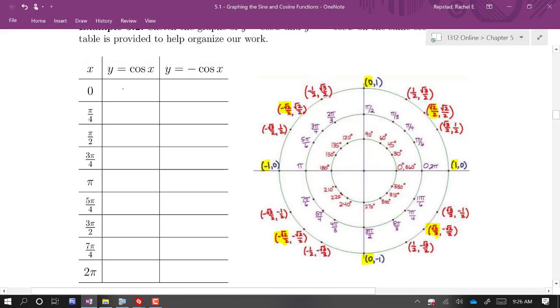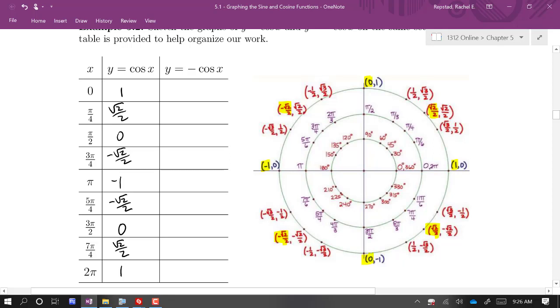So at 0, cosine of 0 is 1. Cosine of pi over 4 is root 2 over 2. Cosine of pi over 2 is 0. Cosine of 3 pi over 4 is negative root 2 over 2. Cosine of pi is negative 1. Cosine of 5 pi over 4 is negative root 2 over 2. Cosine of 3 pi over 2 is 0. Cosine of 7 pi over 4 is root 2 over 2. And cosine of 2 pi is 1.